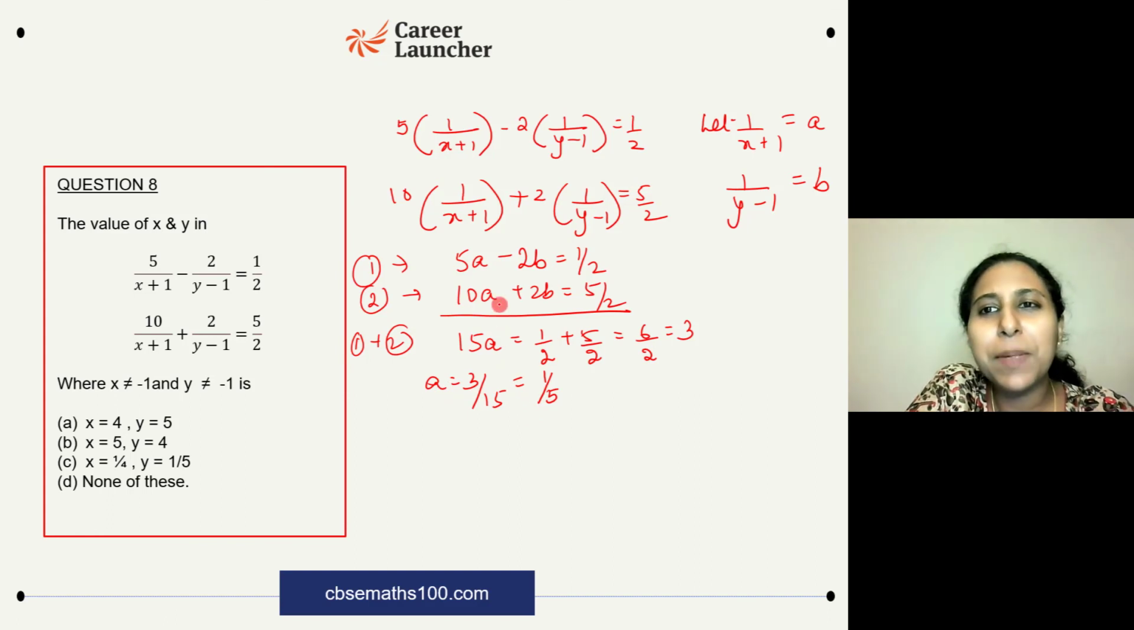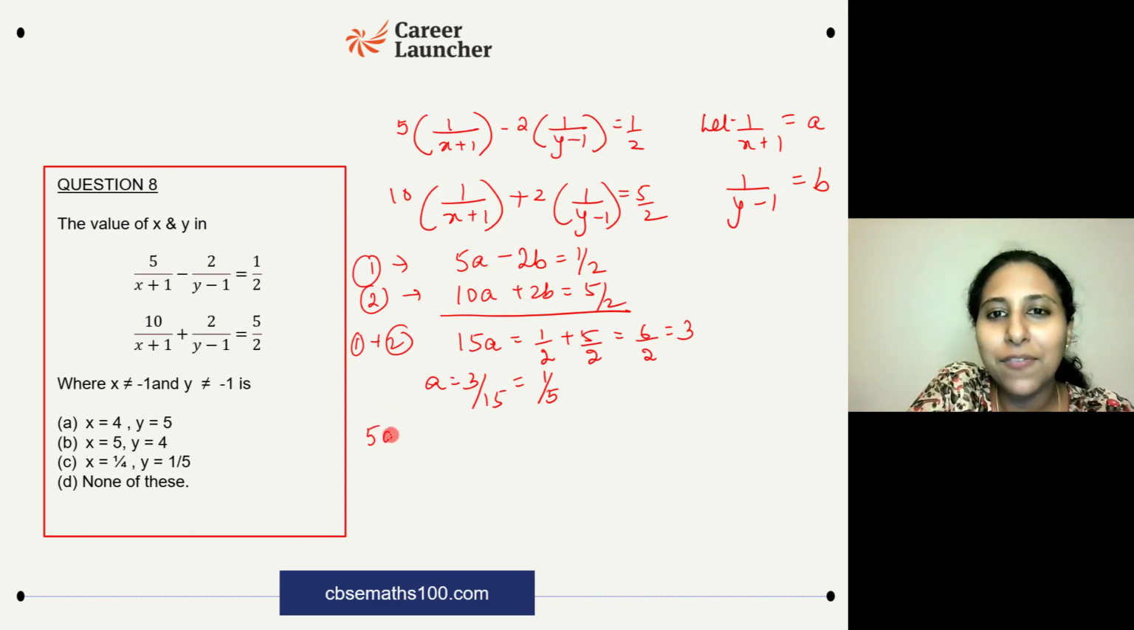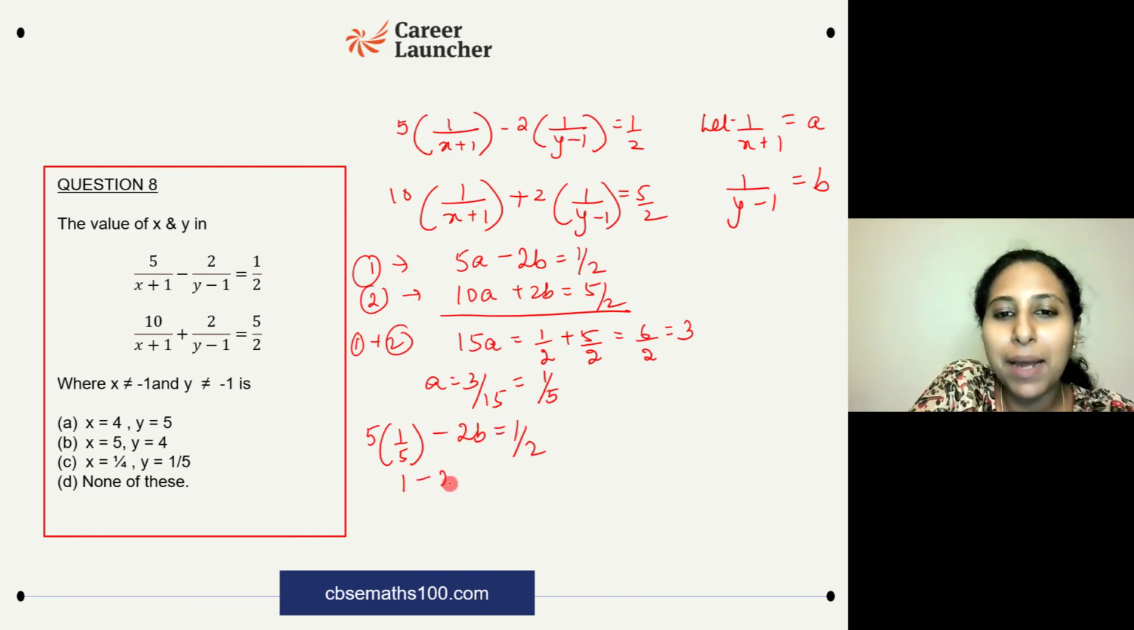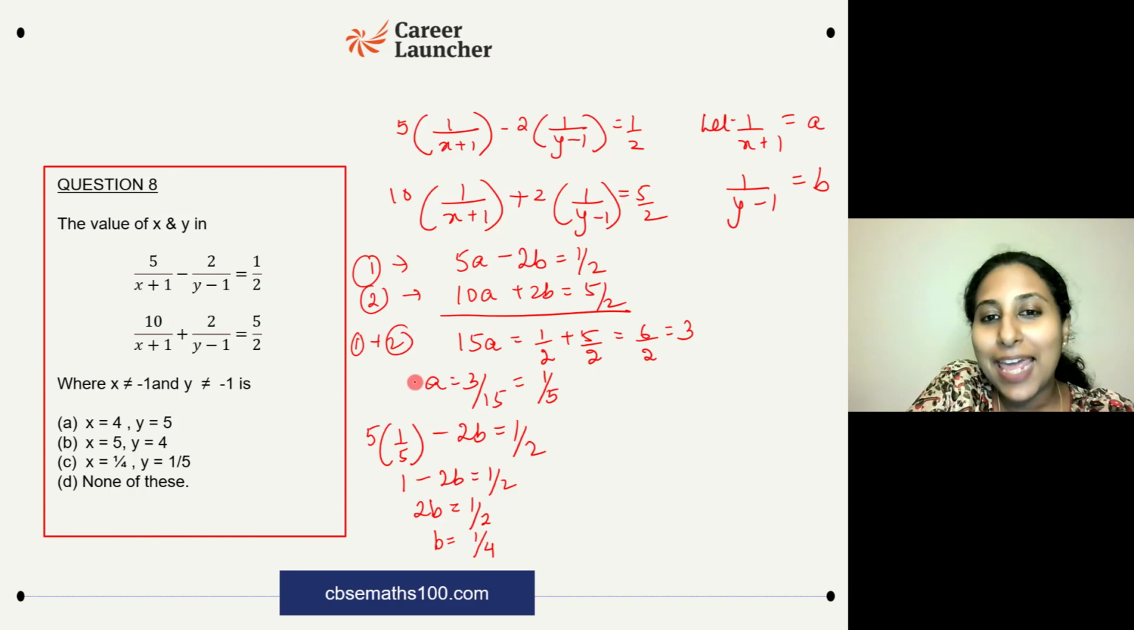How do you find the value of b? Let's use any one equation to find the value of b. Let's say we are using the first equation. You will have 5a minus 2b is equal to half, right? So this a could be replaced with 1 by 5, which we obtained here, minus 2b is equal to half. You are having 1 minus 2b is equal to half, or 2b is equal to 1 minus half, which is half. You get b is equal to 1 by 4. a is equal to 1 by 5, b is equal to 1 by 4.